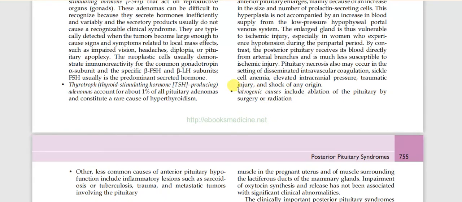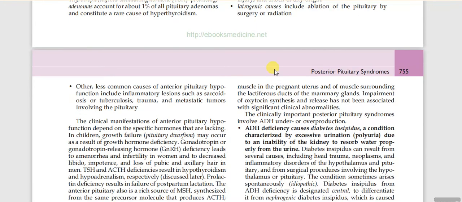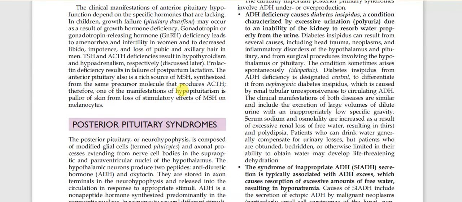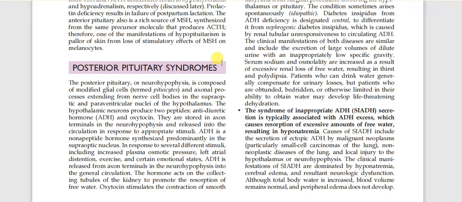And iatrogenic causes. It's due to surgery which is made on the tumor. For example, when we try to remove one tumor, but we remove the entire pituitary gland. So by surgery, or during radiation treatment of any tumor in the pituitary gland, we can destroy a healthy part of the pituitary gland. Okay, let's talk about posterior pituitary syndromes.